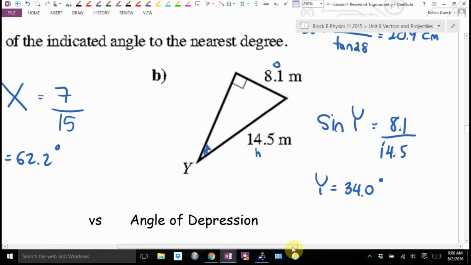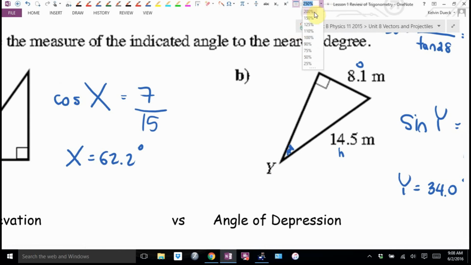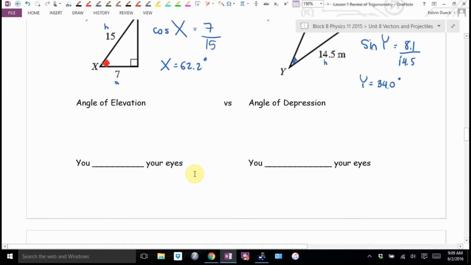That's almost the end of the lesson. In theory, that's all review. I just want to give you two common physics terms: angle of elevation versus angle of depression. If they talk about an angle of elevation in a problem and you're drawing a little picture, draw a little dotted line like this. You raise your eyes. You elevate your eyes.